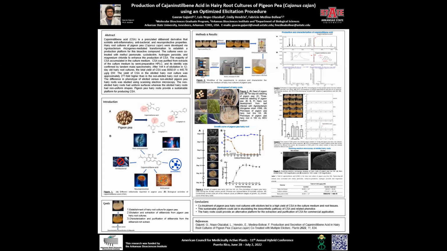And to conclude this presentation, co-treatment of pigeon pea root with elicitor led to high yield of Cajaninstilbene acid in the culture media and root tissue. And this brings me to the end of my presentation.